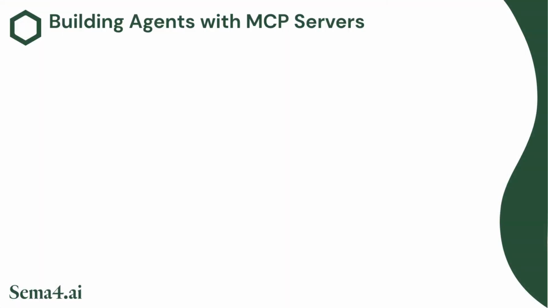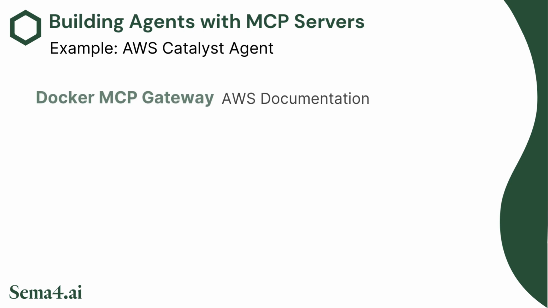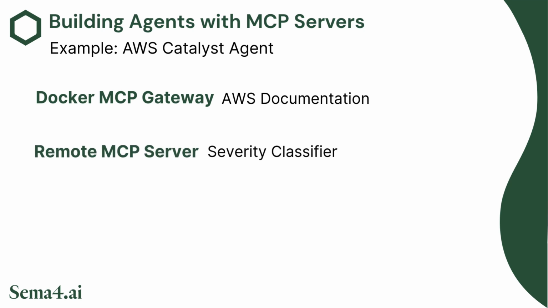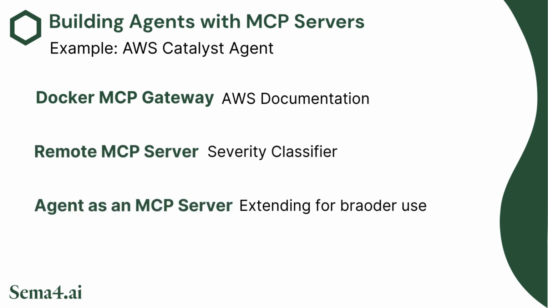We'll walk through a complete example, creating an agent that helps developers with AWS issues. First, we'll connect it to documentation tools through the Docker MCP Gateway. Then, we'll add a remote server that classifies the severity of issues. Finally, we'll show you how to expose that agent as its own server, so it can be used as a building block for other applications like Claude or Cursor.